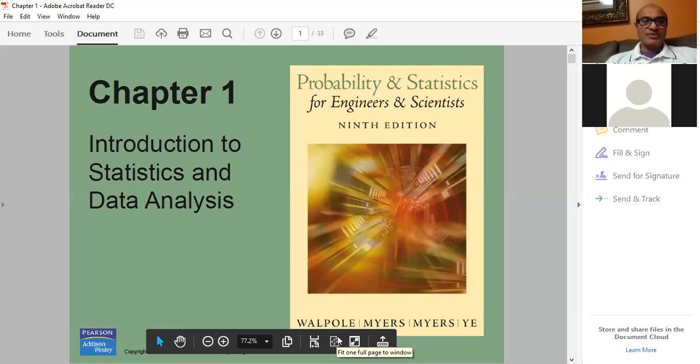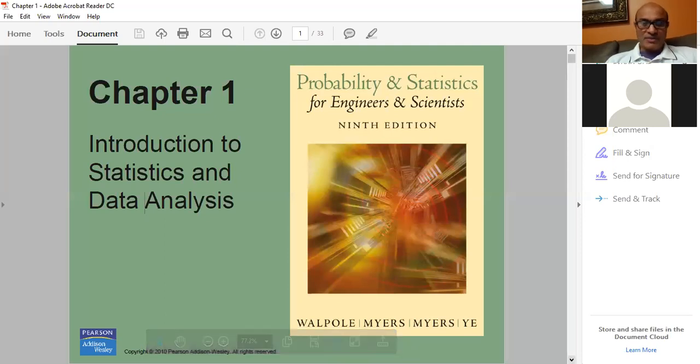Let's start with this one, chapter 1, Introduction to Statistics and the Data Analysis. A very introductory chapter. Whenever it is required to write something, I'm going to use the whiteboard. But right now for these first 2 slides, probably the first 2 lectures, we don't require any whiteboard. But whenever it is required, definitely we'll go over that too.